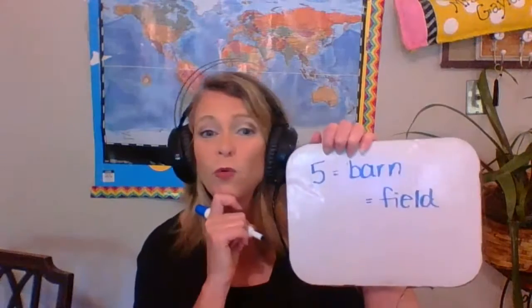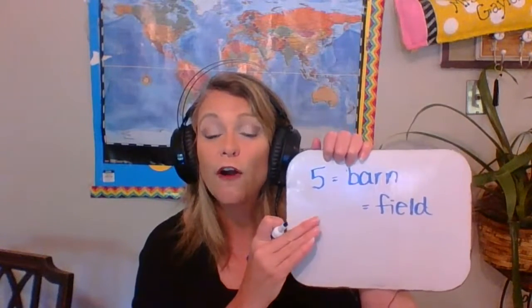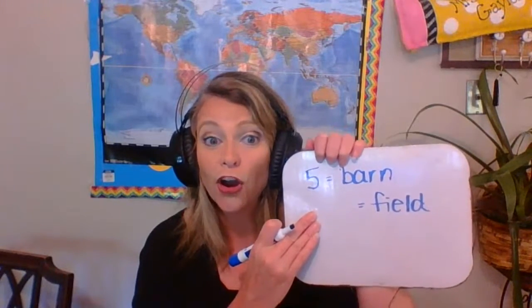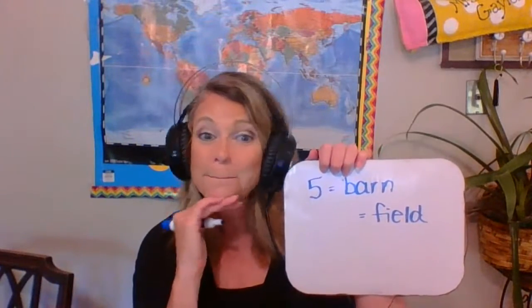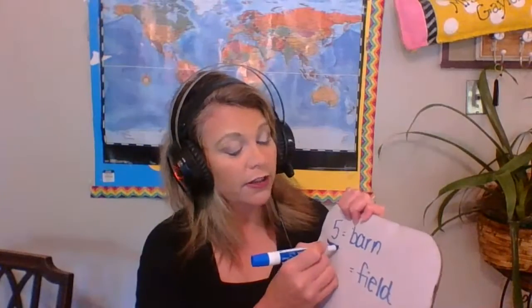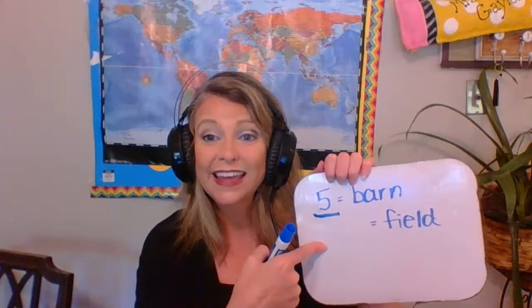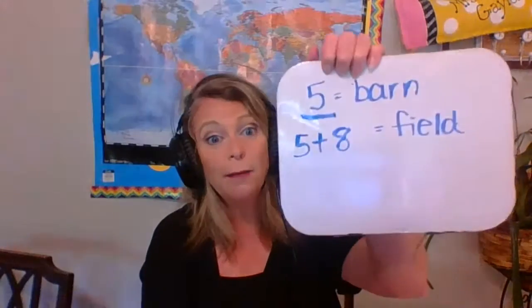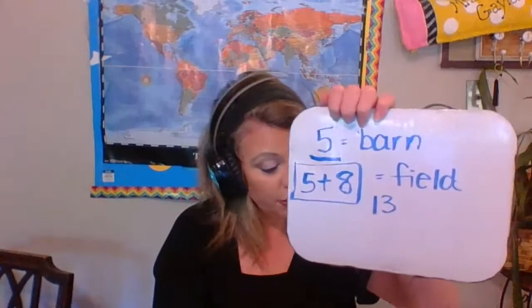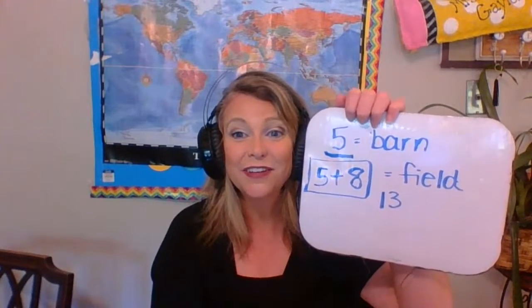Well, I don't know how many are in the field, but I know there are 8 fewer in the barn than in the field. Would that number in the field be more or less? I know there are 5 in the barn and there are 8 fewer, so I know that number in the field would be more than 5. So I would need to add that 8 to the 5 to see how many are in the field. So how many are in the field? 8 plus 5 would be 13 in the field. Very good. 13. Perfect.